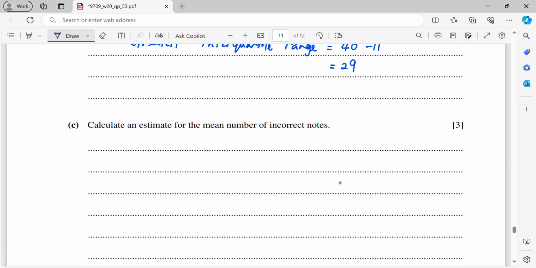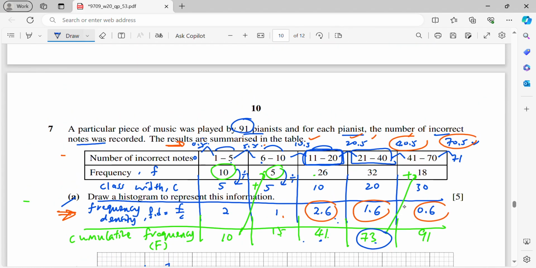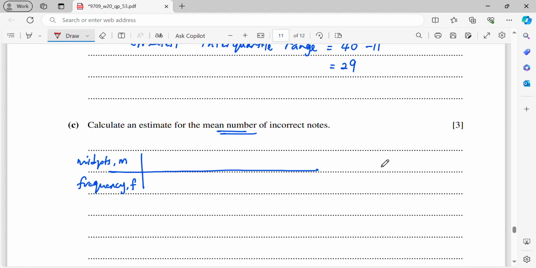Now calculate the estimate for the mean number of incorrect nodes. For the mean, we need to get the midpoints, so I need to calculate those first. Midpoint, M, and then frequency, F. How do I count the midpoint? Midpoint is basically the average of these two numbers. So 1 plus 5 is 6, 6 divided by 2 you get 3. That is how we count the midpoints. So here I will get 3.